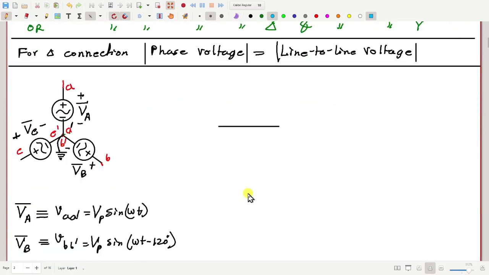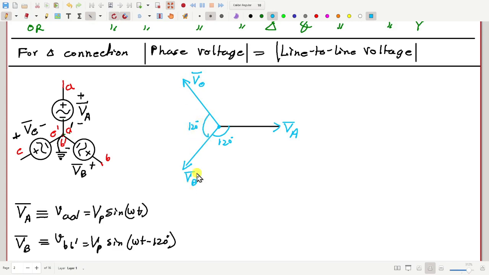Yes, sir. But for star connection, that is not the case. Now, for star connection, suppose this line represents VA bar. Then how should I represent VB bar? That should be here, 120 degree apart, VB bar. This is 120 degree, magnitude or length should be same, and VC will be further here. This is also 120 degree.